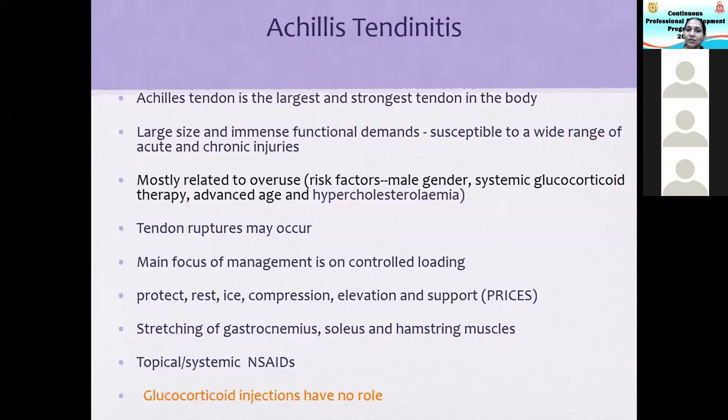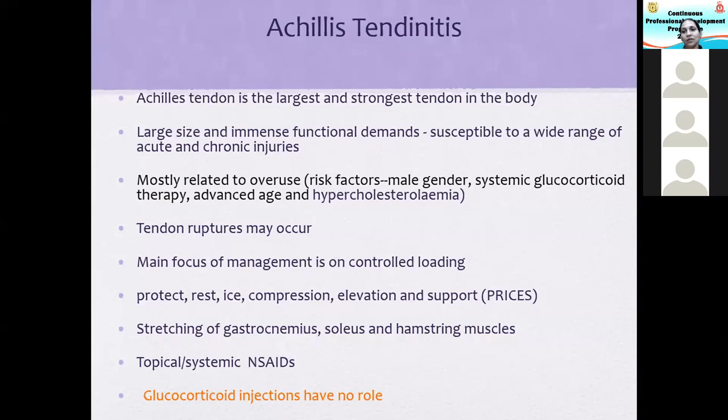Main focus of management is to control the loading, weight reduction, and lifestyle modification. Now how do you manage? You protect the area, you rest, ice, compression, and elevation would be the management. Stretching of the gastrocnemius and soleus and the hamstring muscles would help. Topical and systemic non-steroidal anti-inflammatory drugs can be used. Here, the important thing is glucocorticoid injections have no role in Achilles tendinitis.